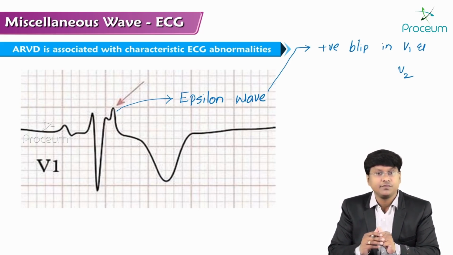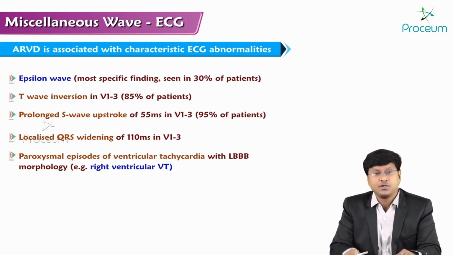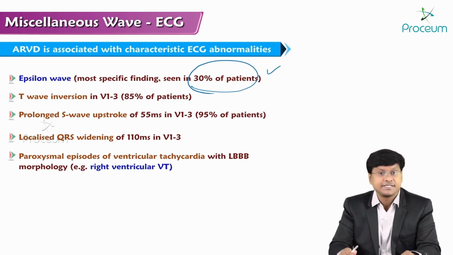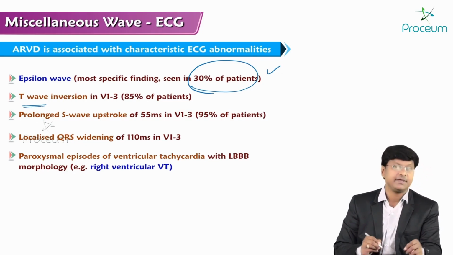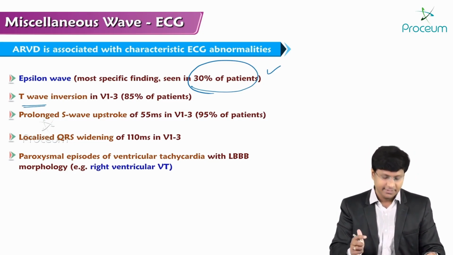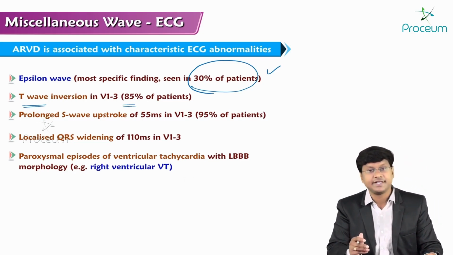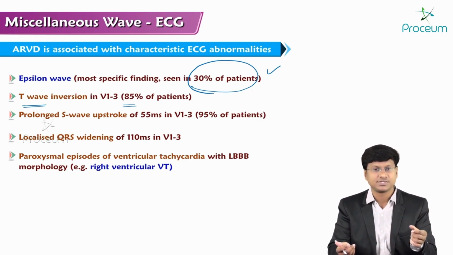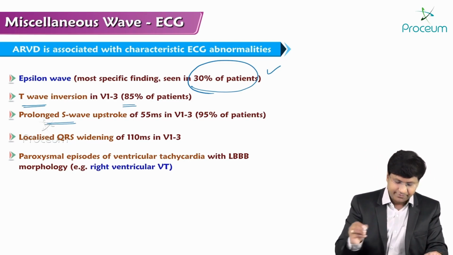Now, this Epsilon wave is one of the most specific findings, and it is not present in all patients of arrhythmogenic right ventricular dysplasia. It is seen in 30% of patients. And apart from that, in ARVD there can also be T wave inversion. The T wave inversion is seen from V1 to V3, and that is seen in almost 85% of patients. Apart from that, in the S wave of the QRS complex, there will be a prolonged S wave, right?